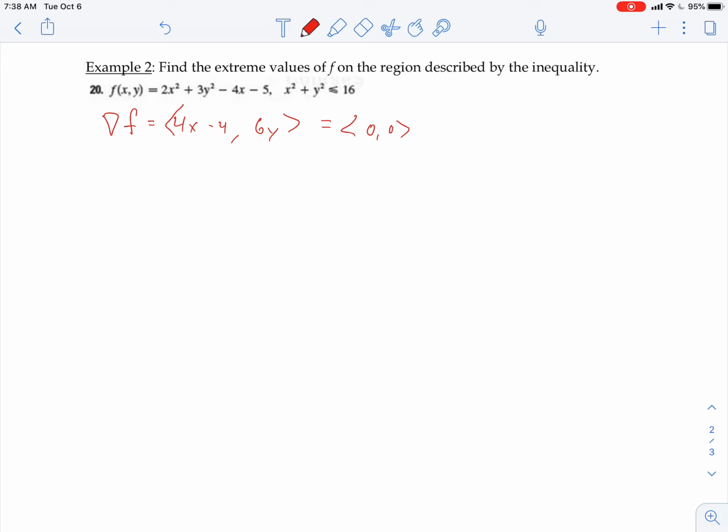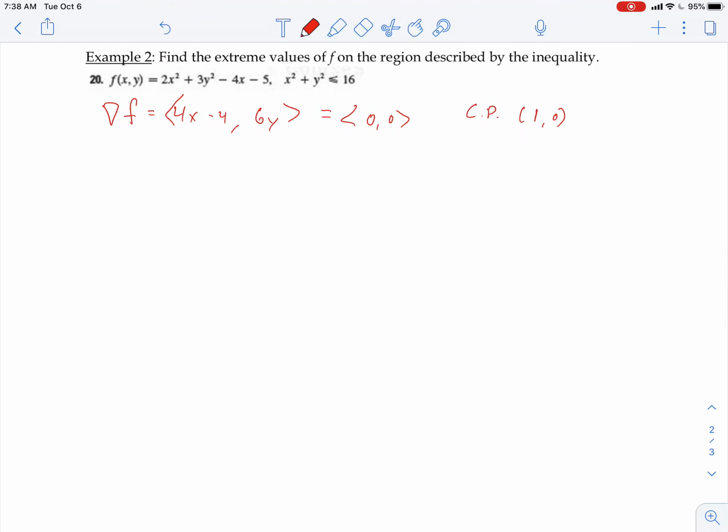So if I do this, I can find my critical points. 4x minus 4 equals 0 is just going to give me a critical point at x equals 1. And then 6y equals 0 is just going to be 0 for y. So I have a critical point at (1, 0). I'm going to use this to find what f of (1, 0) is. f of (1, 0) is going to equal negative 7. So that's a critical point. That could be a max, that could be a min. We're going to just hold that off and keep that up there on the right.